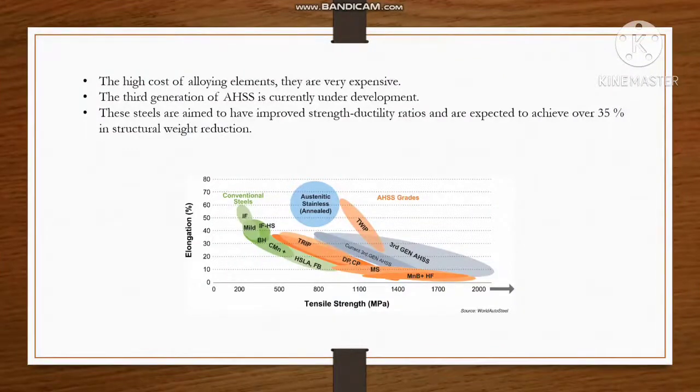This is about the AHSS grades. We can see the mild steel, HSLA, TRIP, DP, CP in 100 and 1000 strength. The use is 40%. So the third generation is not used yet because it is under development.